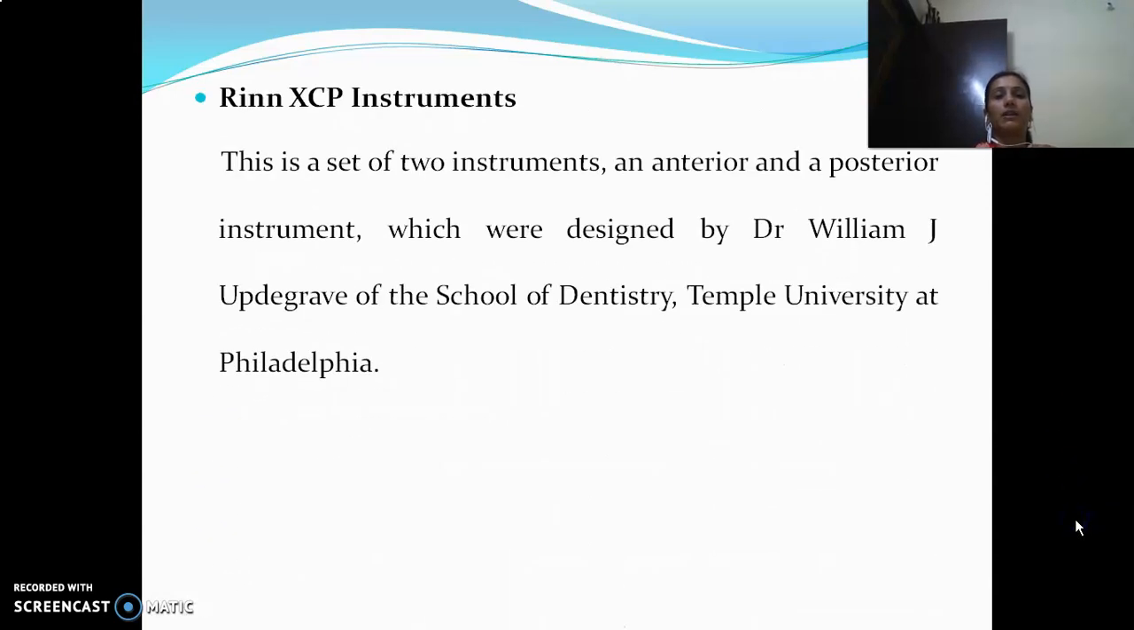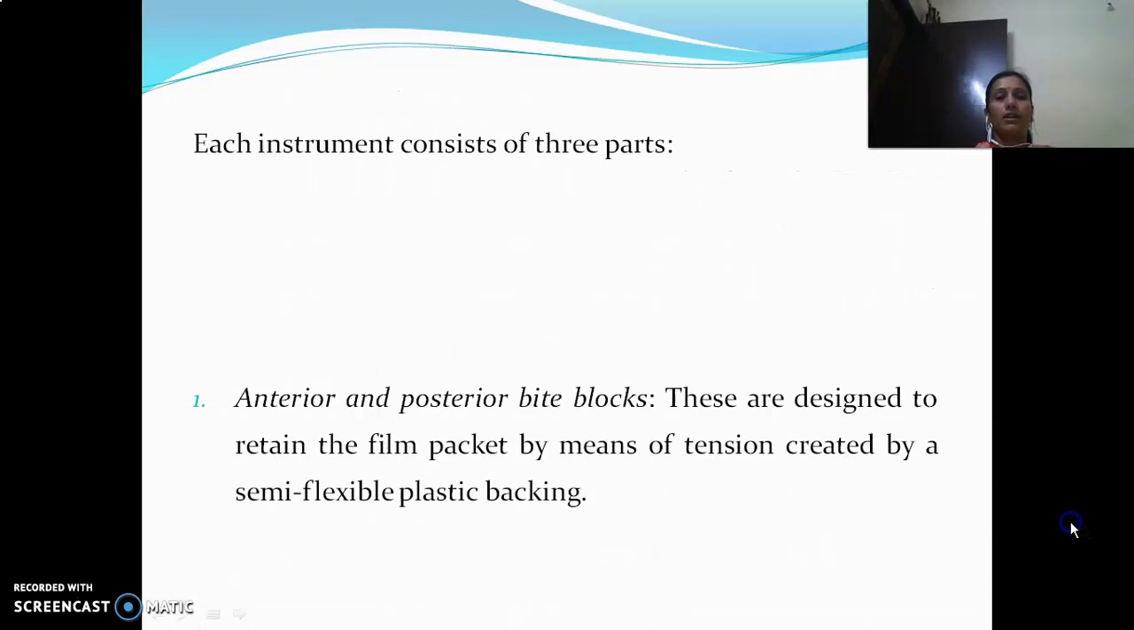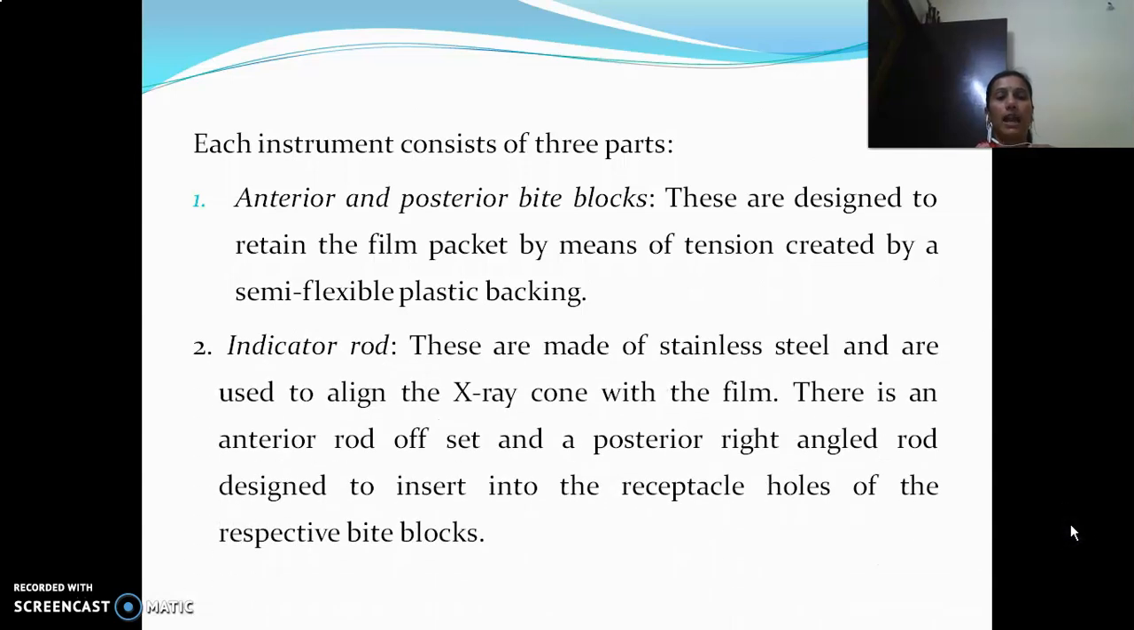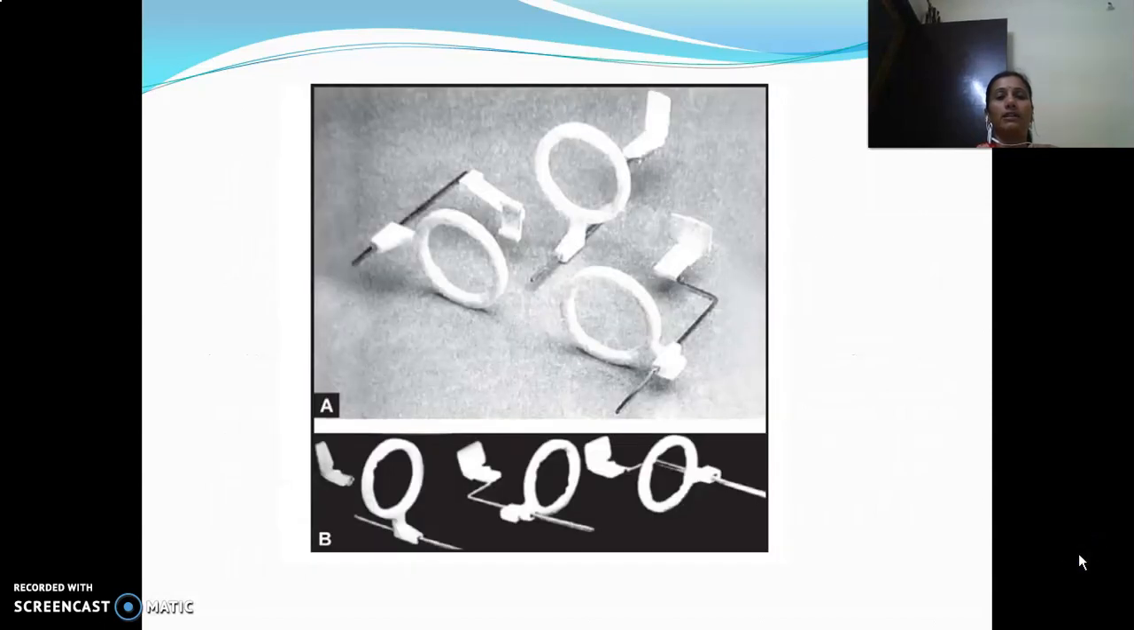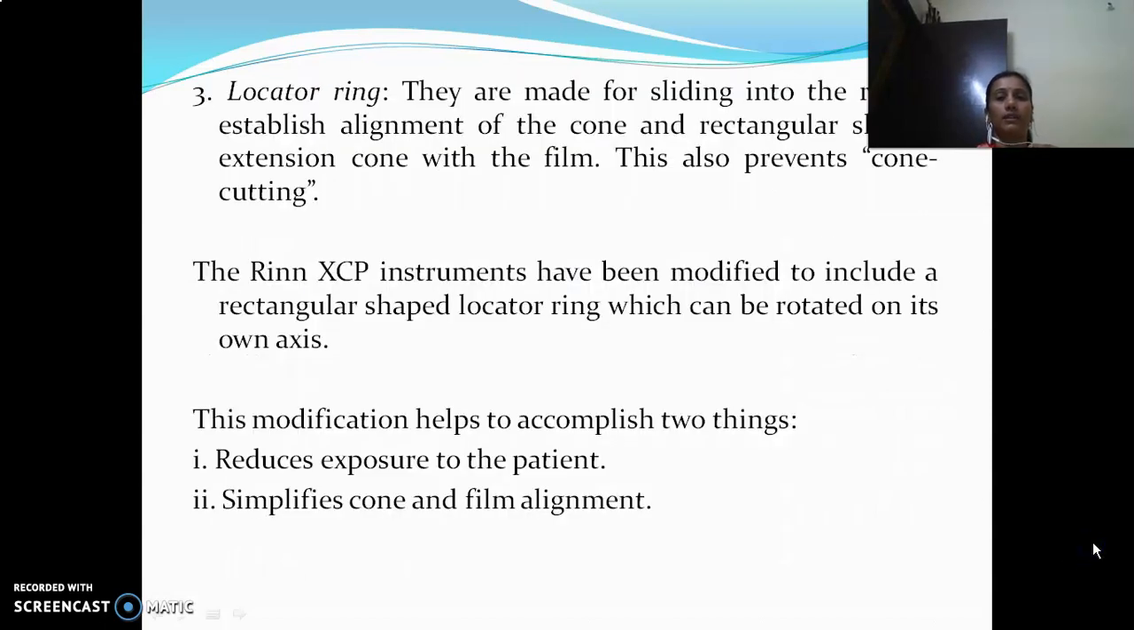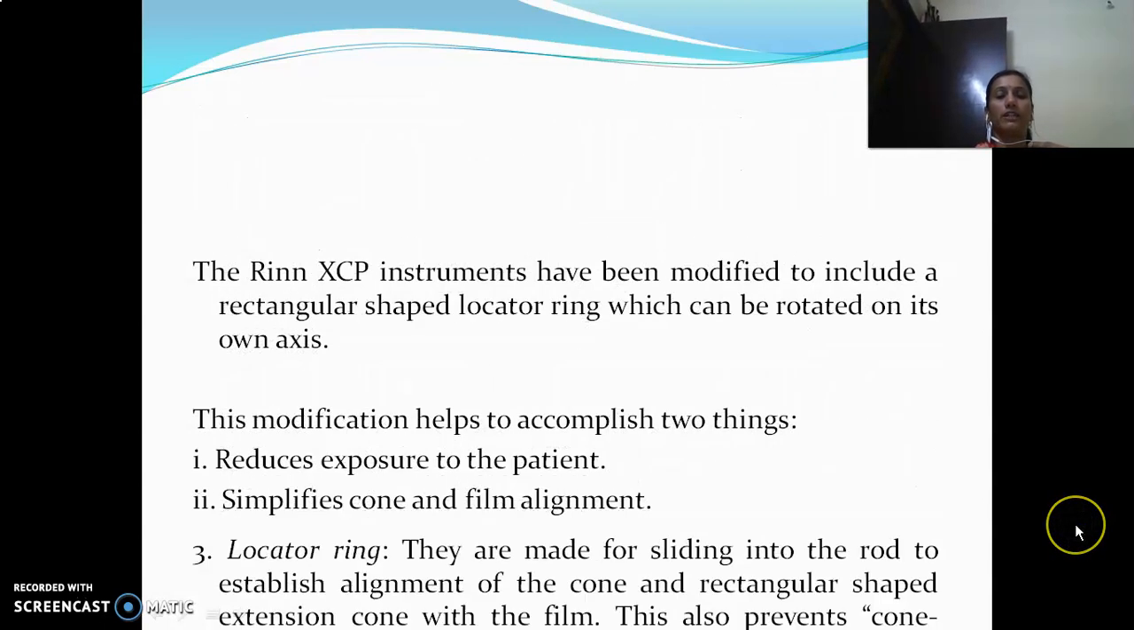The RIN XCP has 2 instruments, one for anterior and the other for posterior, and it was designed by Dr. William J. Each instrument contains 3 parts: the anterior and posterior bite blocks, second the indicator rod, and third the locator ring. This RIN XCP instrument has been modified to include a rectangular shaped locator ring that can be rotated on its own axis. This modification helps to reduce the exposure to the patient and simplifies the alignment of the cone and film.